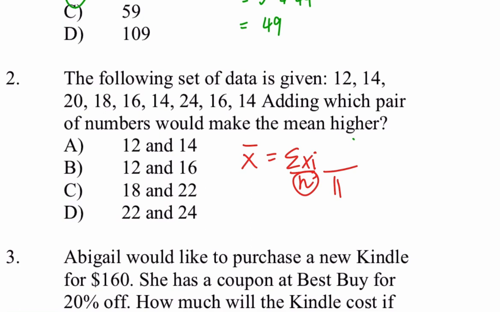So if you want a higher mean, you need to add bigger numbers, right? Because the number of data points is 11. However you add, A, B, C, or D, it's all 11 numbers, right? So if you want a higher mean, you need to add a bigger number. So the answer is D.